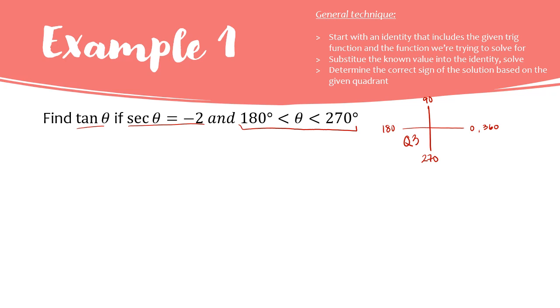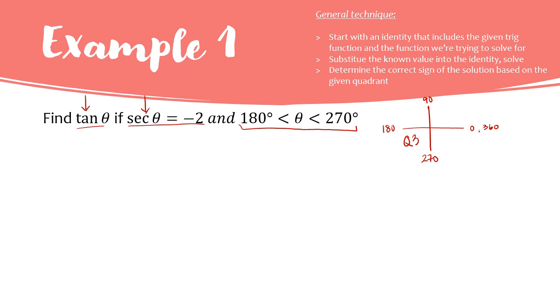Let's review our general problem-solving process for something like this. We start with an identity, one of those that we included in our table, that uses both the given trig function and the function we're trying to solve for. I got that mixed up: we are looking for some identity that uses secant and tangent. So let's look at our list.